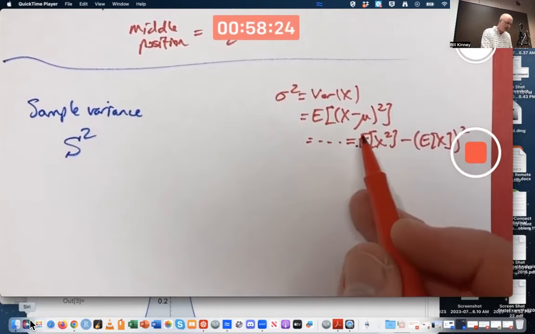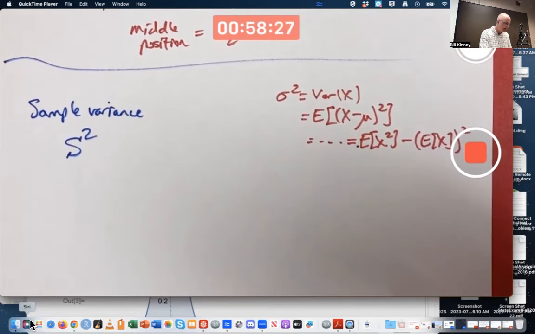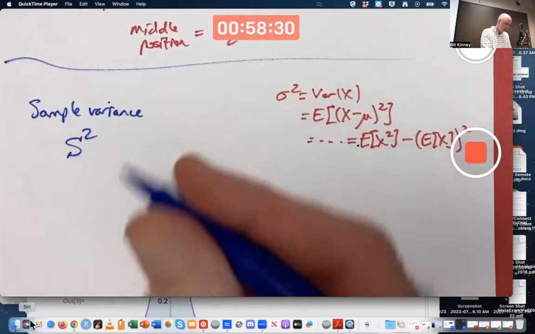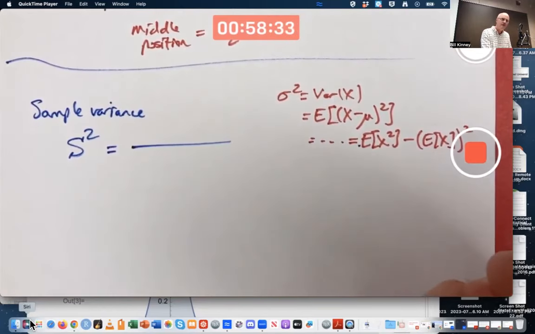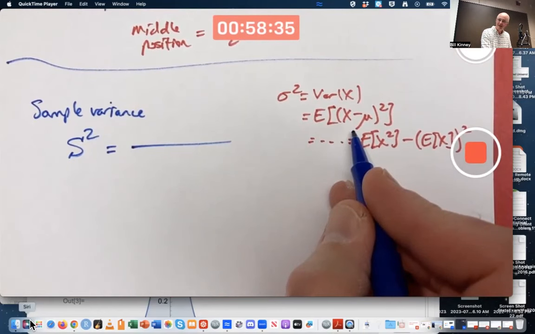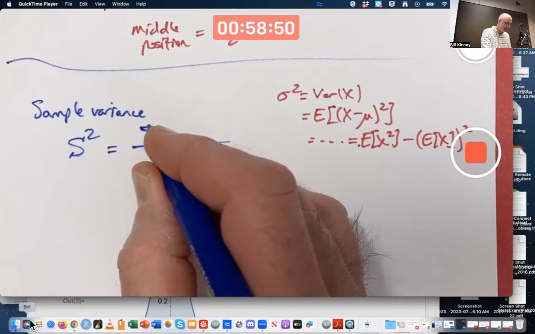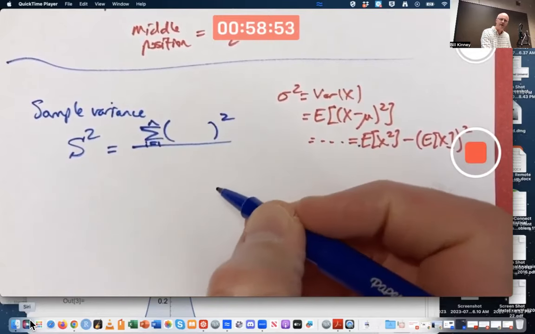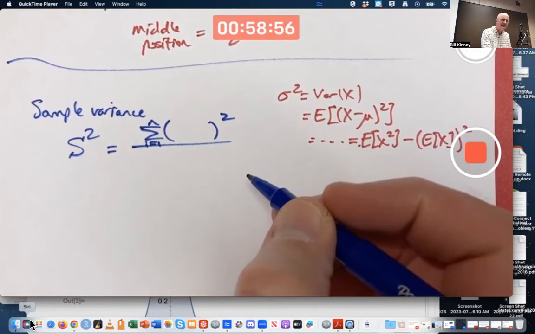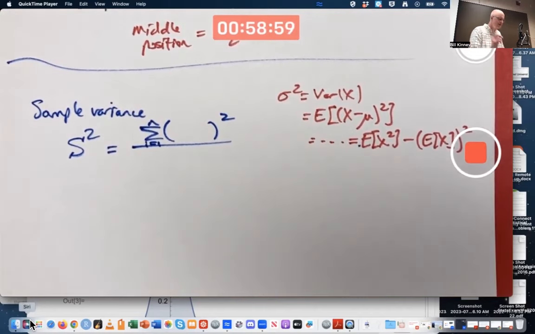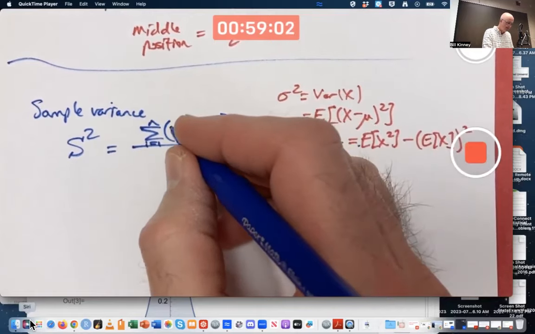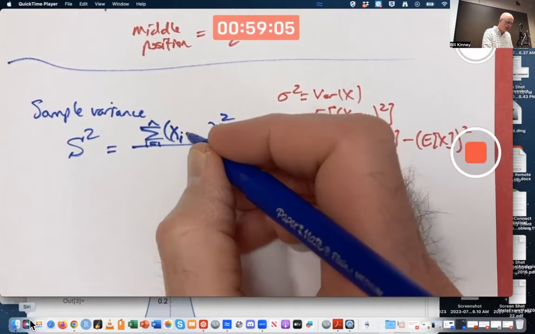Expected value is a theoretical average. So maybe we should take an arithmetic average of these kinds of quantities, where X gets replaced by x1, x2, x3 through xn, and you add those numbers up and average them. Sum i goes from 1 to n of something squared divided by maybe n. Hang on, don't write an n. What do we put here?